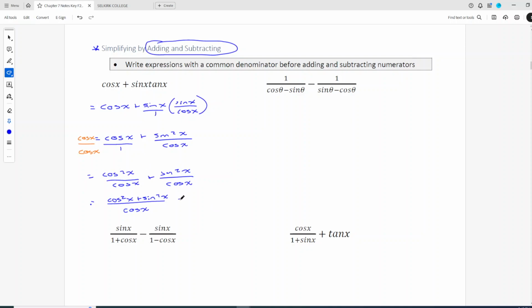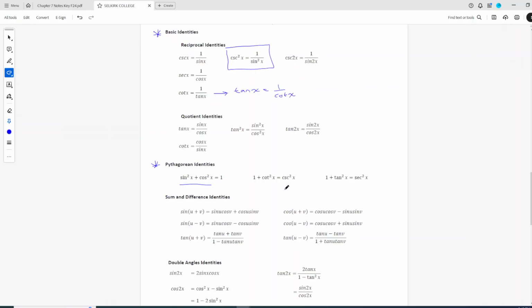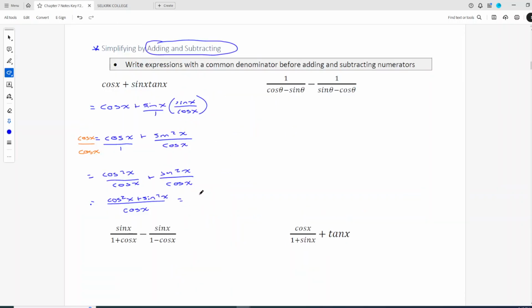Hopefully some of you went, hey, look, it's a Pythagorean identity. Maybe. If not, here it is again. Two squared trig terms together trigger Pythagorean identities. So I go over here and I realize that sine squared x plus cos squared x equals 1, or cos squared x plus sine squared x equals 1. So I'm going to replace this with a 1 over cos x. That's a great answer. And in fact, that is the answer I would give.